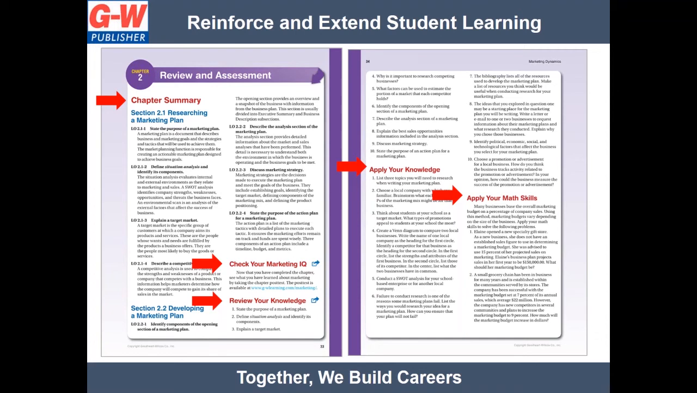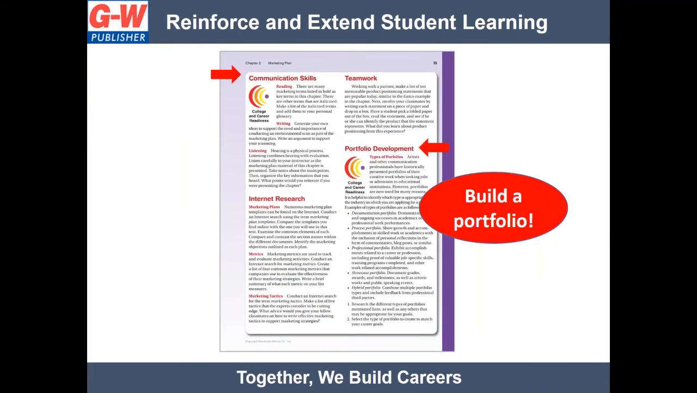Notice the GW Companion website icon next to formative assessments. Students can click on this icon throughout the pages of the book to complete assessments digitally and for an interactive learning experience. Additional chapter review and assessment activities include communication skills activities, which provide ways for students to demonstrate reading, writing, listening, and speaking skills that they have mastered by studying this text.